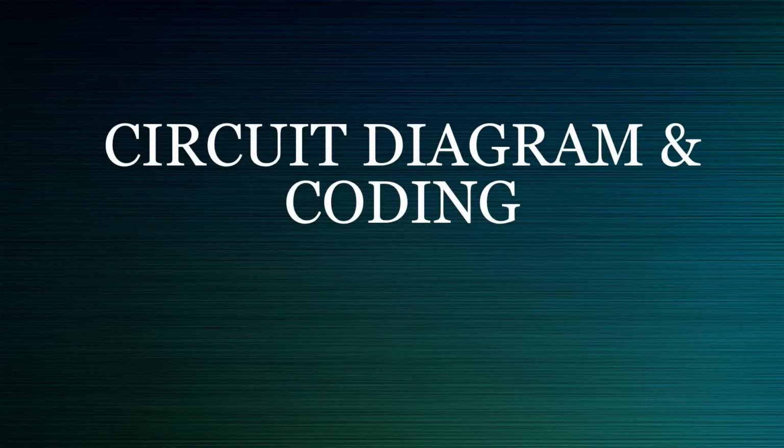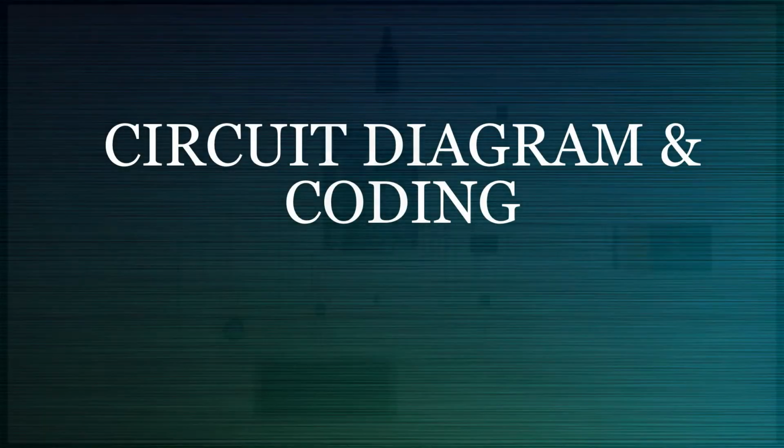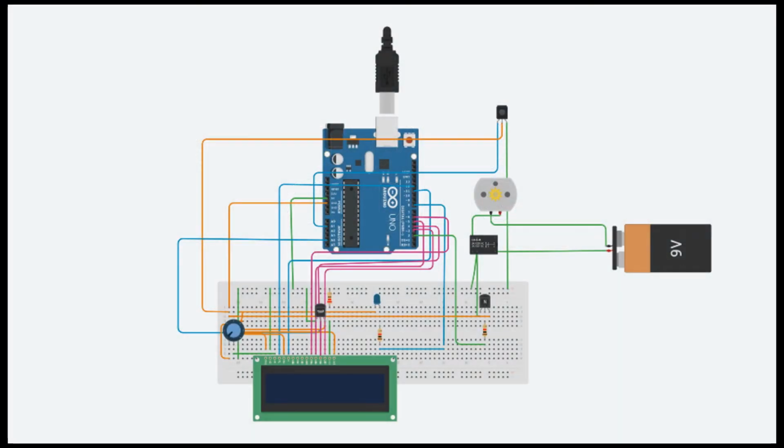Circuit diagram and coding. In this project, there are 11 components. First is the 9 volt battery. Second, Arduino Uno, IR sensor, DC motor, LED, 3 transistor, temperature sensor, LCD, NPN transistor, potentiometer, and relay.